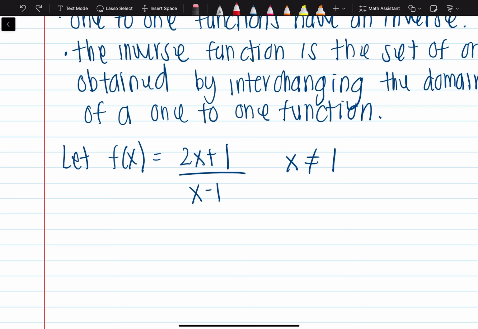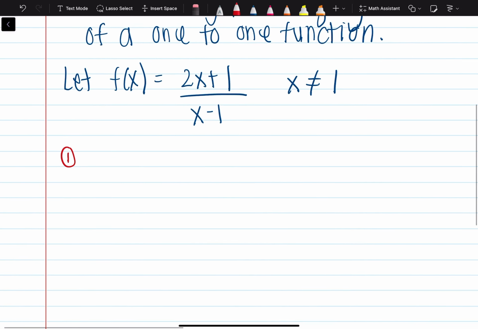So first things first, let's find the inverse of this. And again, we can do that because we know it's a one-to-one function. I'm telling you that it's one-to-one. So in order to find the inverse, there's a couple of steps. You're first going to change the f of x notation to old school y notation. So I'm just going to change this to y is equal to 2x plus 1 over x minus 1. So all I did was I replaced this f of x with y.